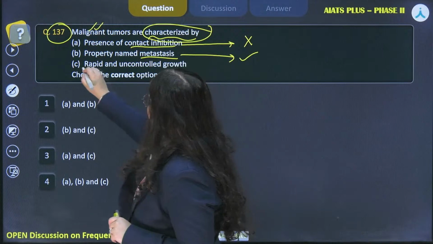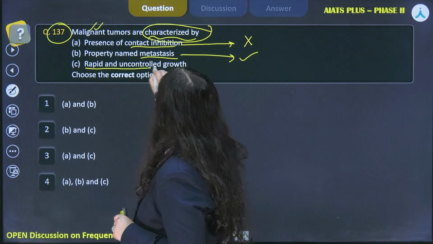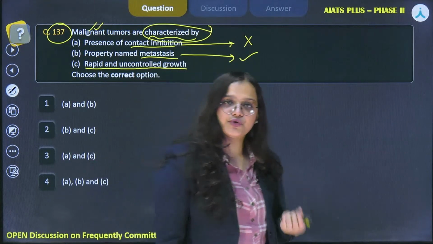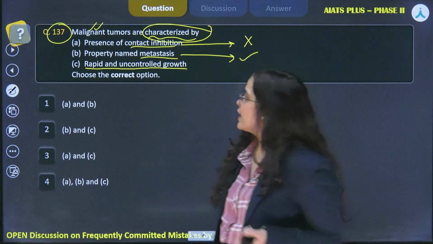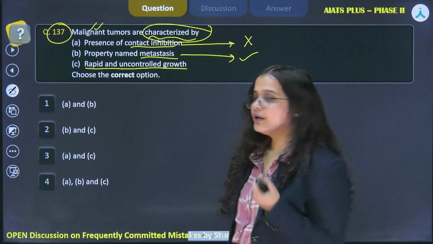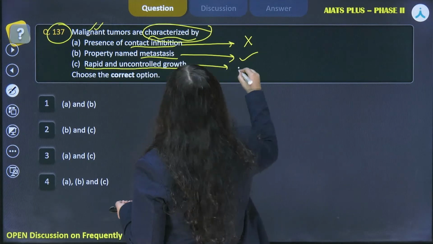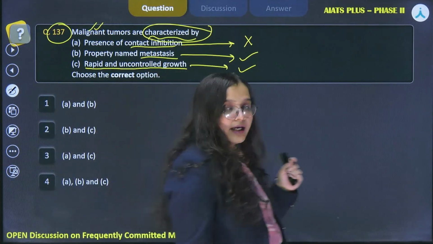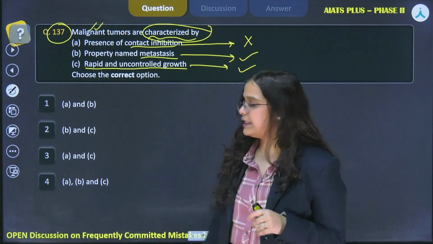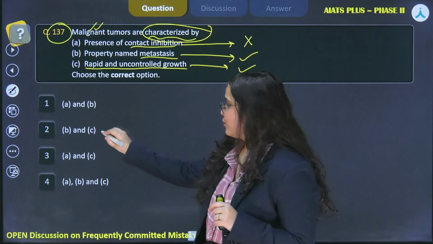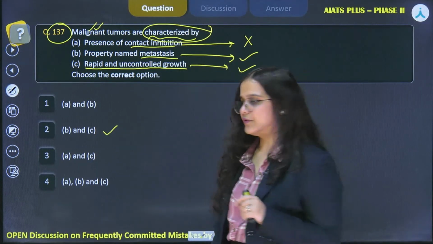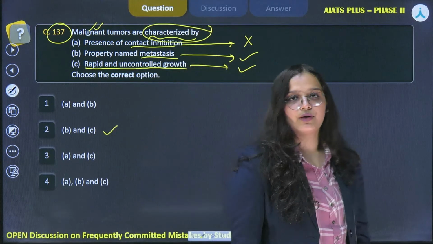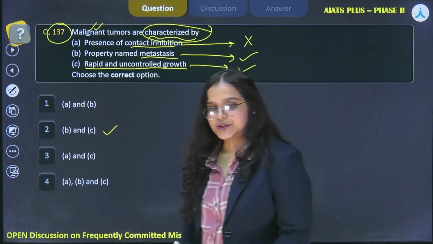Then lastly, we have rapid and uncontrolled growth. So we already discussed at length that tumors are characterized by rapid and uncontrolled mitotic growth, and therefore C will also be included in our answer. So we can see very clearly that we have B and C, which should be the answer, and our second option states the same. Therefore the right answer will be option 2. So this was the basic about the different types of tumors.